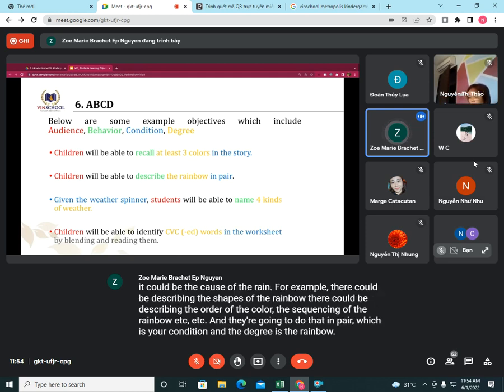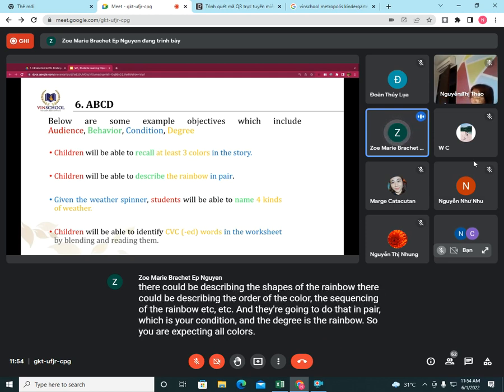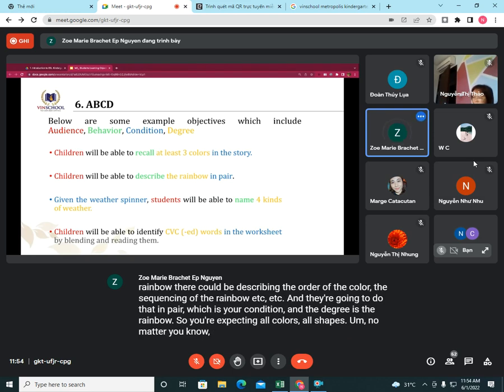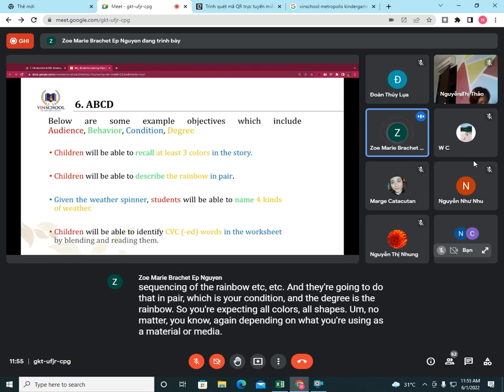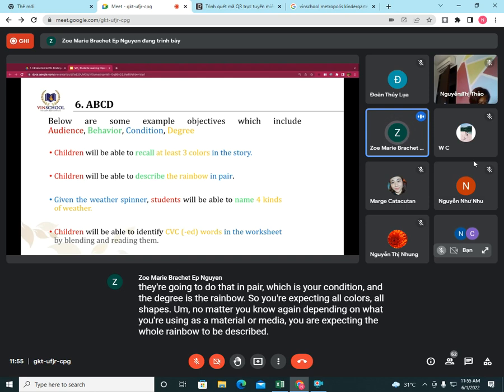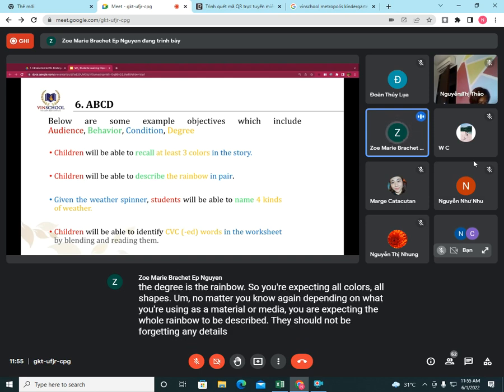So you are expecting all colors, all shapes, no matter, again, depending on what you're using as a material or media, you are expecting the whole rainbow to be described. So they should not be forgetting any details in what you are showing in your picture.